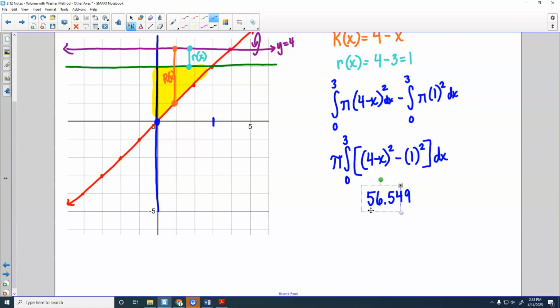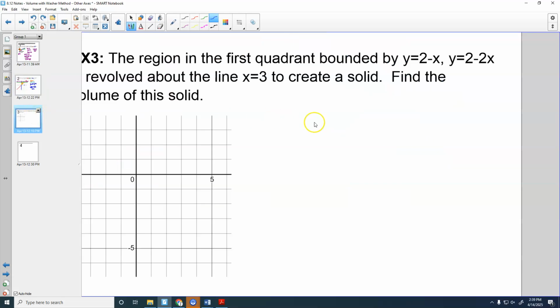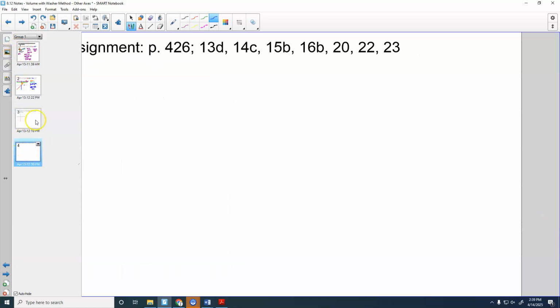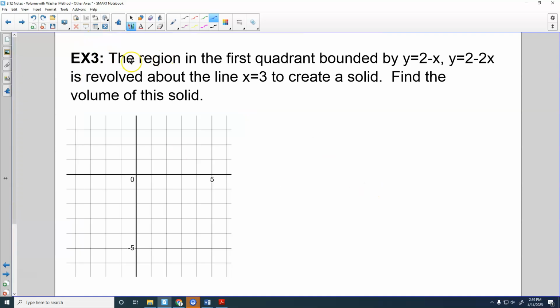Okay, we're right here. All right. Hopefully I made this last one around a vertical line. Yes. Okay, so this last one, the region in the first quadrant is bounded by y equals 2 minus x, y equals 2 minus 2x, and this is revolved around the line x equals 3 to create a solid, find the volume of this solid.